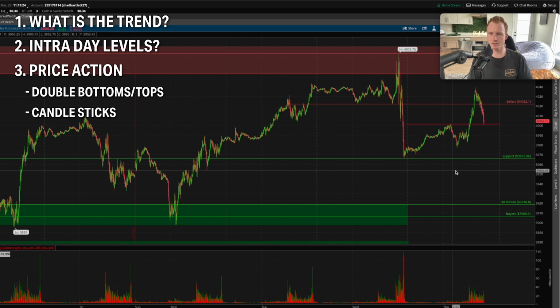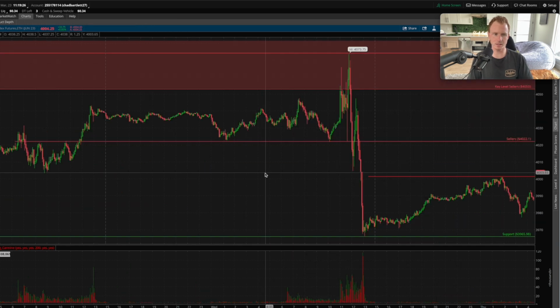So now if we actually just zoom into this day, as we can see, during pre-market, we came down to this 40.22, which acted as resistance the prior day. Old resistance basically turned into support and we ripped up from there. So this gave me a confirmation that this was an intraday level.